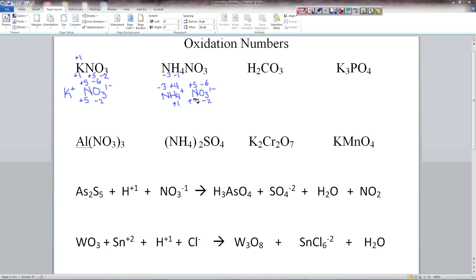That's the charge on nitrogen. Should have brought it down over here too. So this becomes a positive 5. This becomes a negative 2. And we're done. Alright, same thing with here.